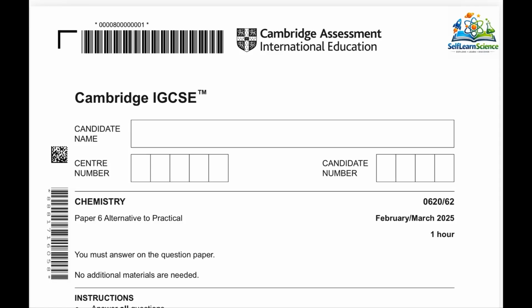Hello everyone. Today we are going to solve the ATP paper of 2025, QP code 62. So let's start.